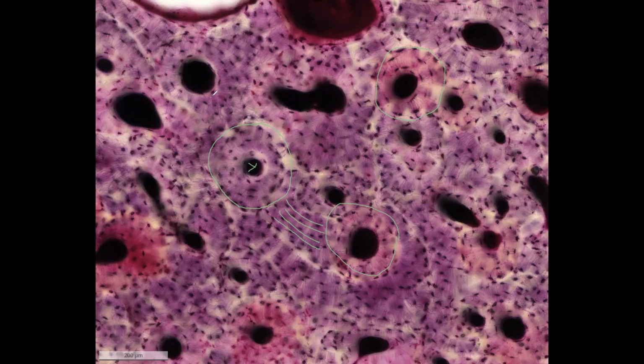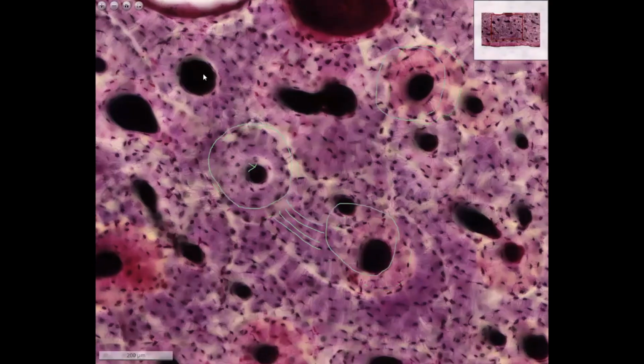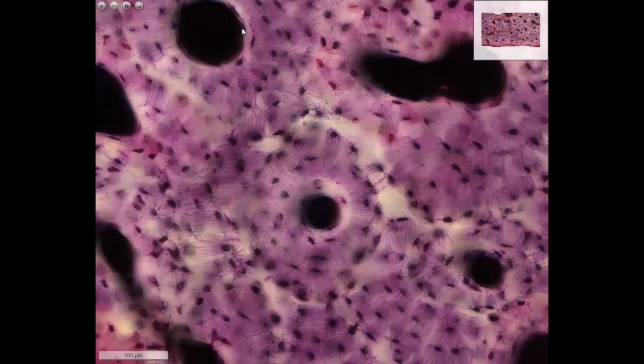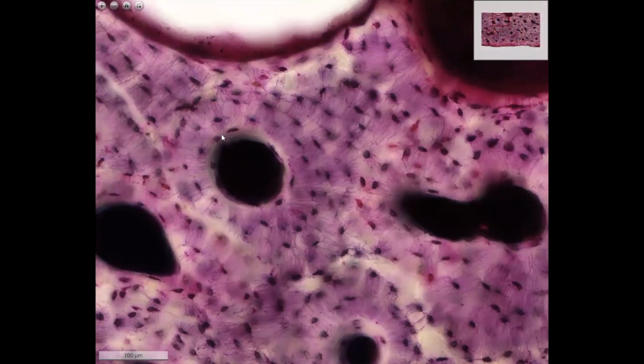If we enlarge the picture and we clear the previous notes, then we see that the osteocytes are also arranged in concentric rings. They are squeezed in between two neighboring Haversian lamellae, lamina specialis. This is here one Haversian lamella, and this is the next one.